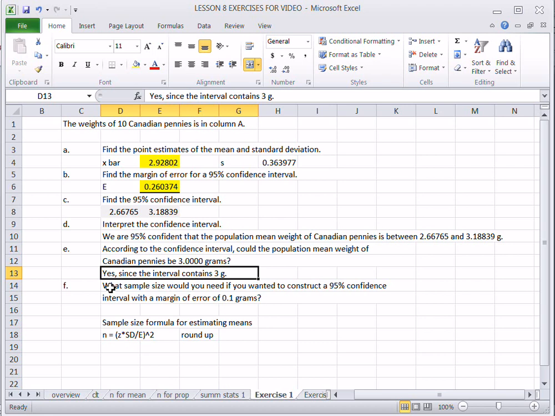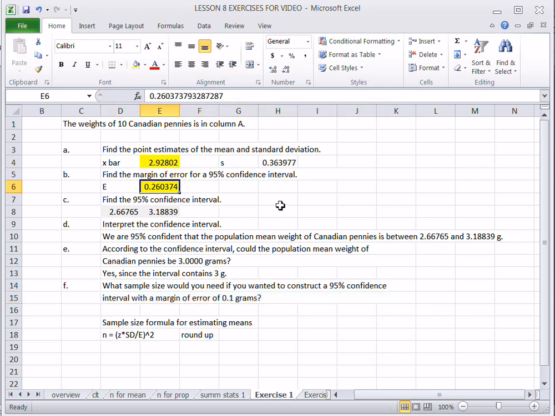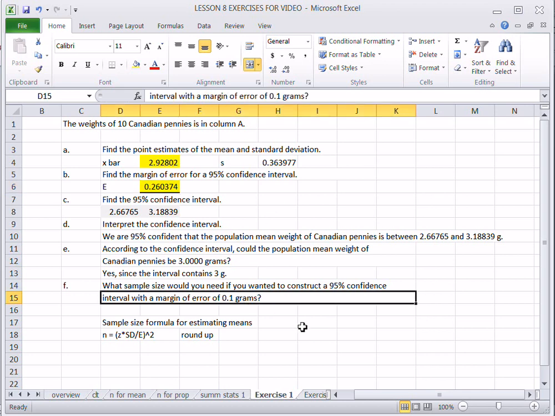Now, there's another question down here that would relate to if you wanted to go further, perhaps, and gather another sample of pennies with a tighter margin of error. Notice here, what sample size would you need if you wanted to construct a 95% confidence interval with a margin of error of 0.1 grams? See that for the problem we did, we got a 0.26 grams margin of error. What if we want our margin of error to be only 0.1 grams? Well, then how many Canadian pennies should we sample? That is something that we can easily find out by using a formula, and we'll address that later.